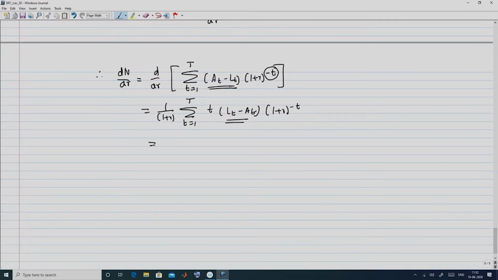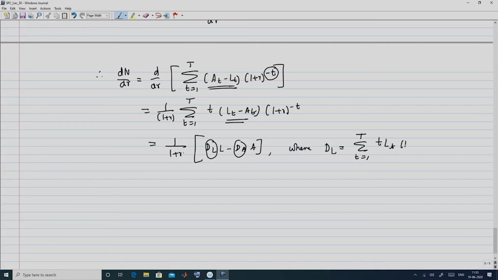If you observe carefully each of the terms, you keep 1 over 1 plus r outside, and this summation t L t into 1 plus r raised to minus t is nothing but D L of L minus D A of A, where as you would have guessed, D L and D A are the durations of L and A. So, D L, what is this going to be? This is going to be the summation t equal to 1 to capital T. By definition it is t into L t into 1 plus r raised to minus t over L.